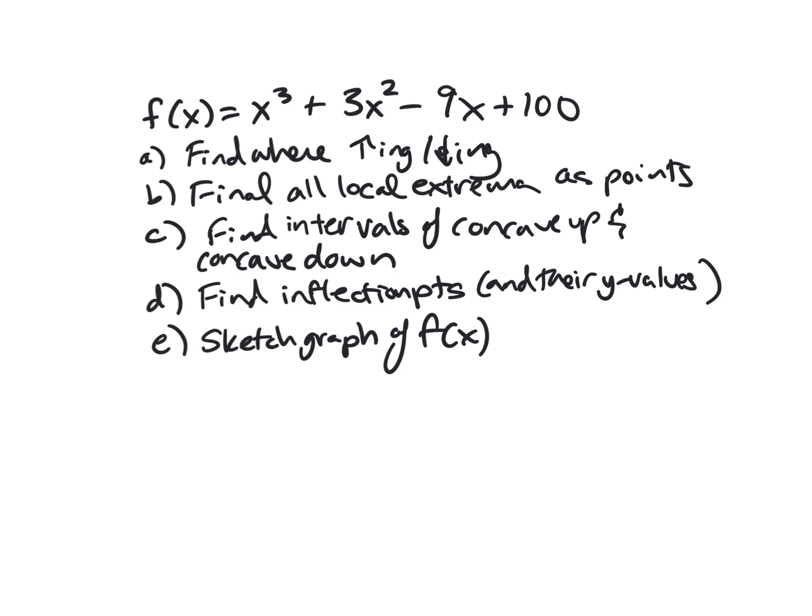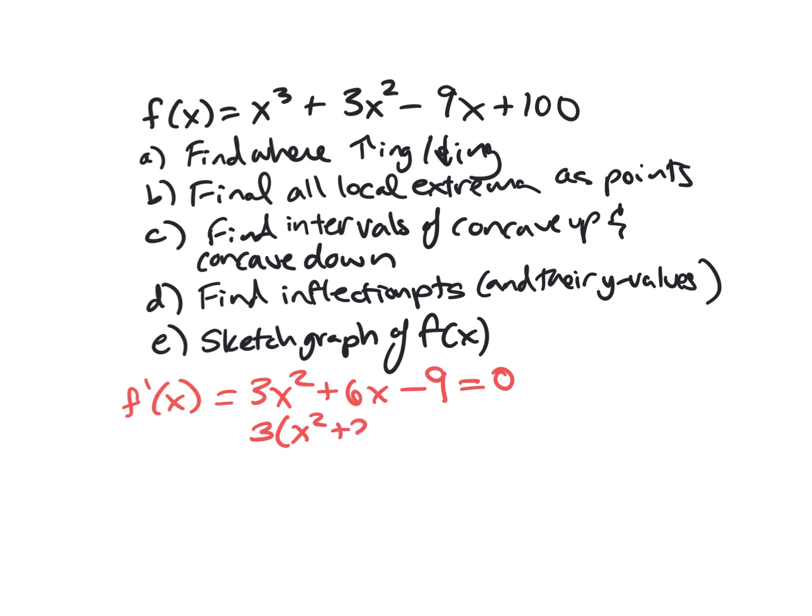Okay, so find where increasing and decreasing. What tells us where things are increasing and decreasing? Well, that's the first derivative. So let's find the first derivative, which it looks like you did well. So the first derivative, 3x squared plus 6x minus 9. And possible places where it could change from increasing to decreasing are where the first derivative equals 0, and it looks like you did this well as well.